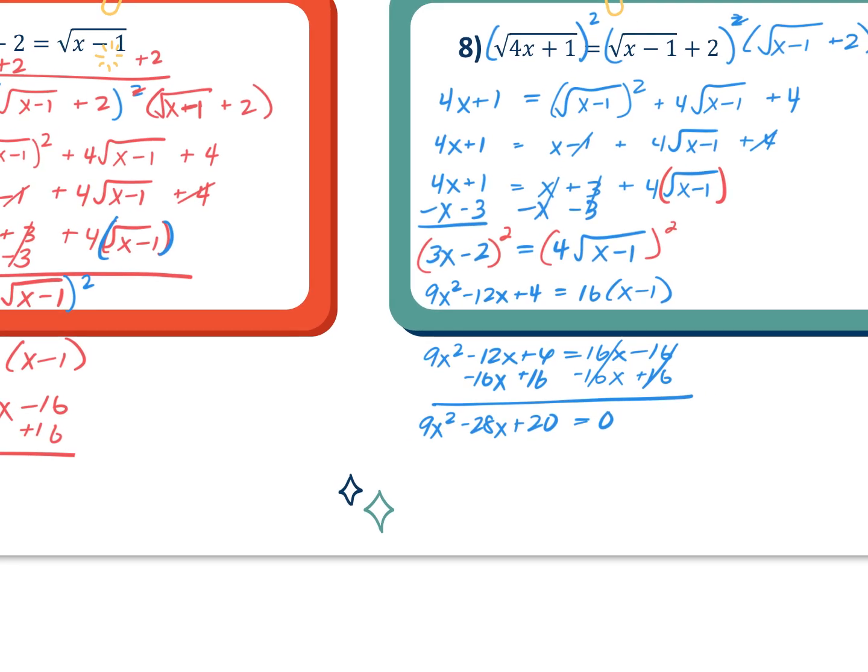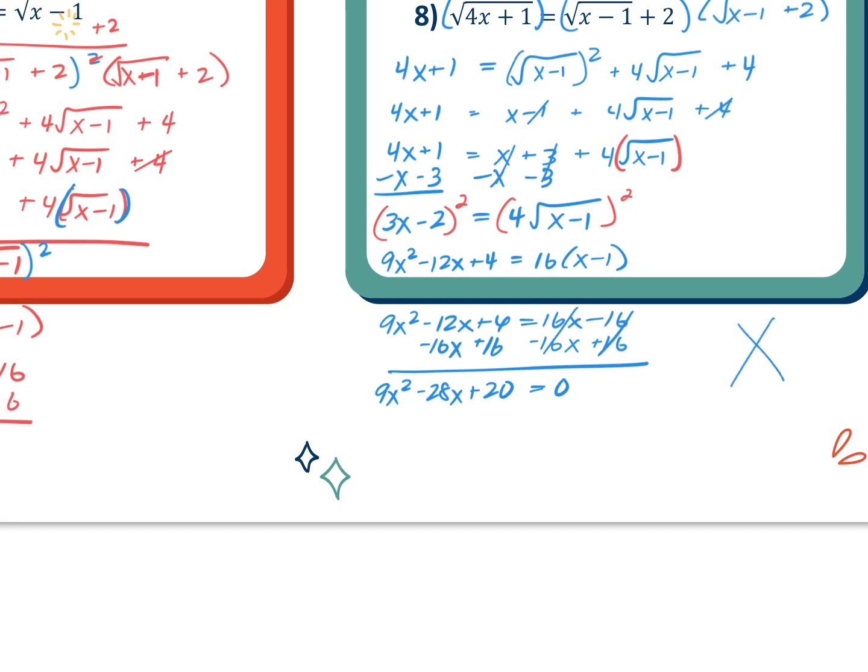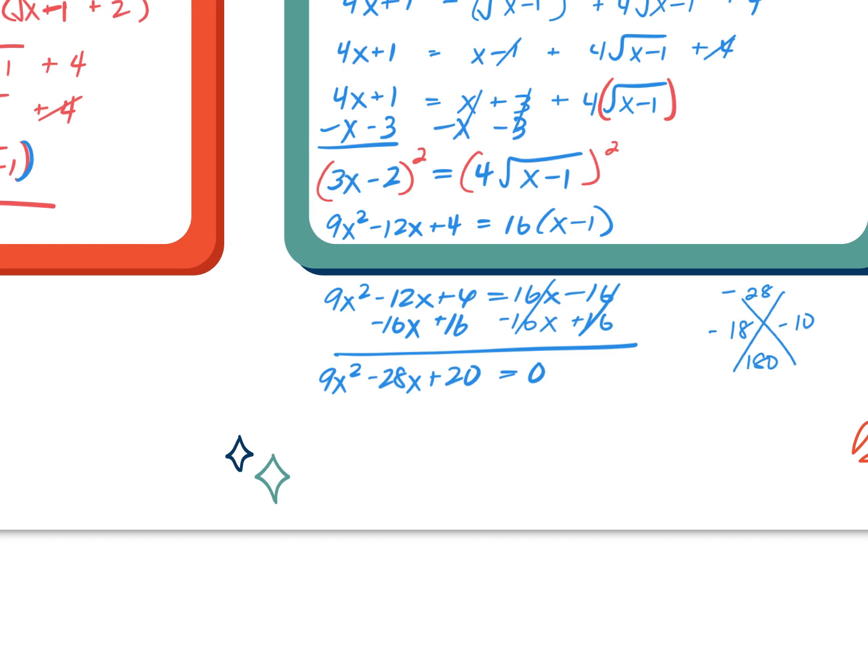So again, here, if there was a common factor, I would most definitely factor it out. Unfortunately, there's not, and I've got to try to factor this. So the factors that multiply to 180 and add up to negative 28, I know it's going to be minus and minus, and so it's going to be 18 times 10. And that makes sense there. So that wasn't too bad. So because, again, a is other than 1, I have to expand this to 4 terms. So 9x squared minus 18x minus 10x plus 20 equals 0.